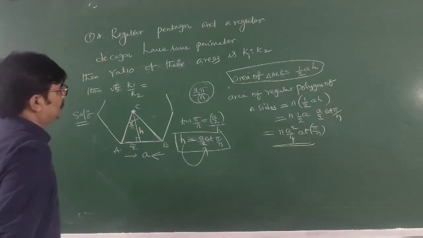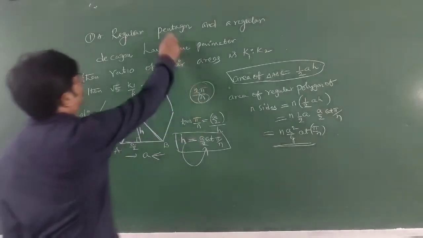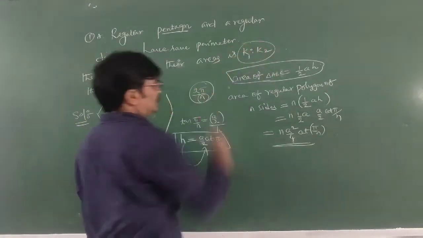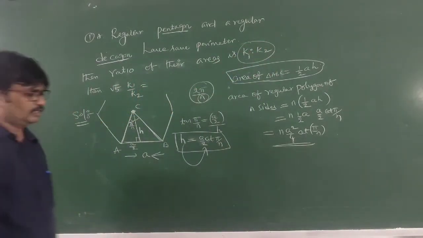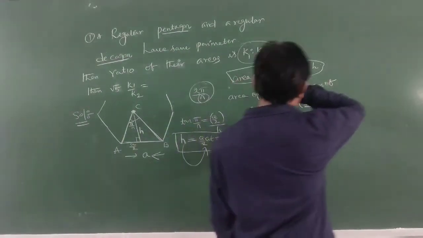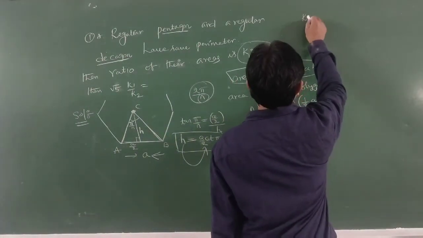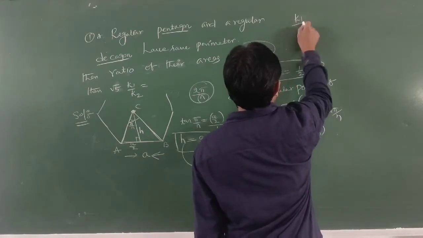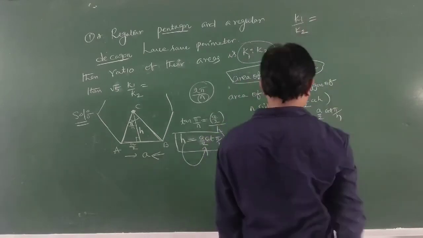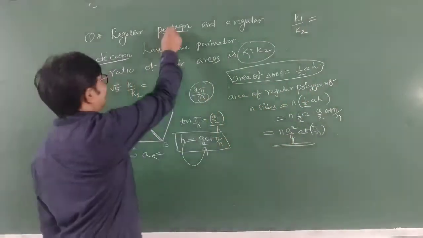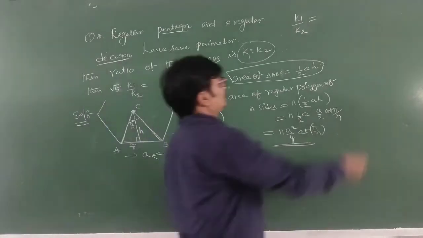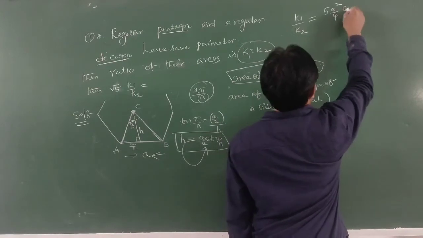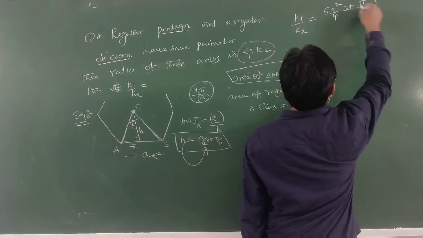So dear students, here what we take: the ratio of the area of the pentagon and the area of the decagon is given as K1 is to K2. We can write this as K1 by K2. For the pentagon, it has 5 sides, so the area is 5 A square by 4 cot of pi by 5.